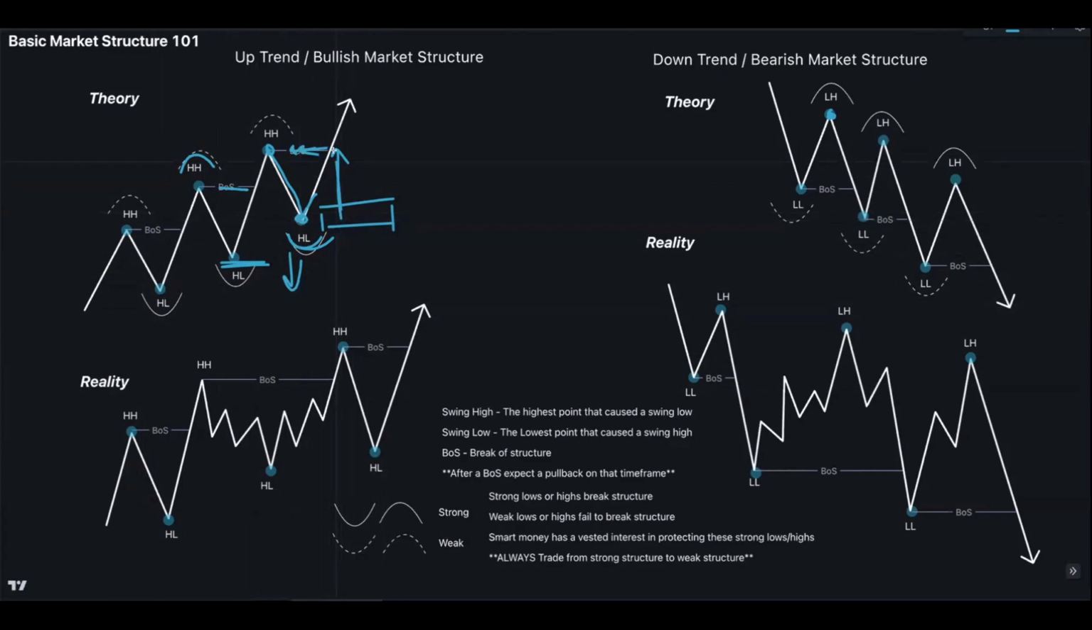And we want to target the weak structure, the weak highs and weak lows, right? And it's the same thing if you go to the bearish side, it's just vice versa. You flip it and you're good to go. But something else too that we need to review is our ranges.